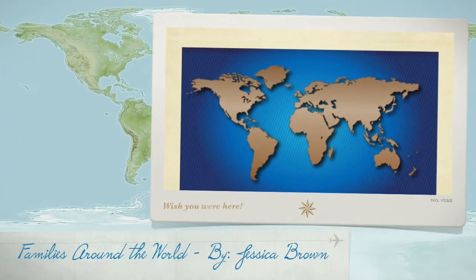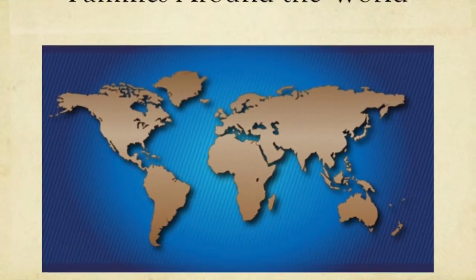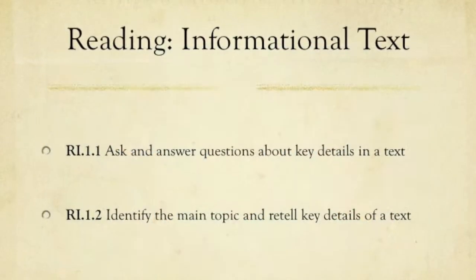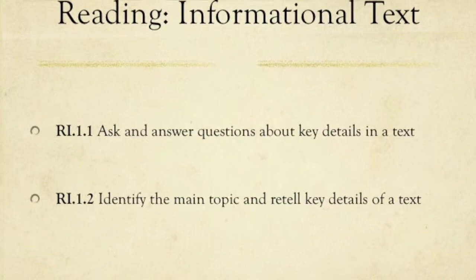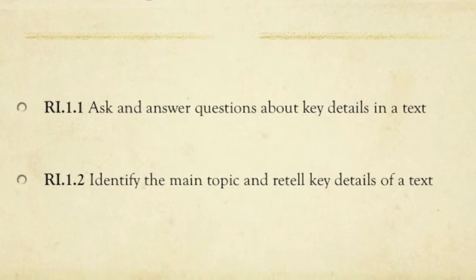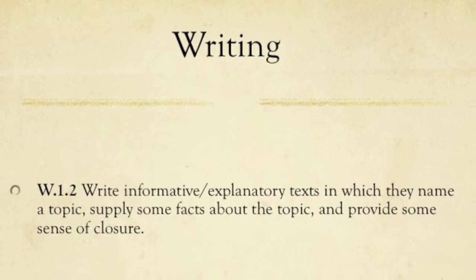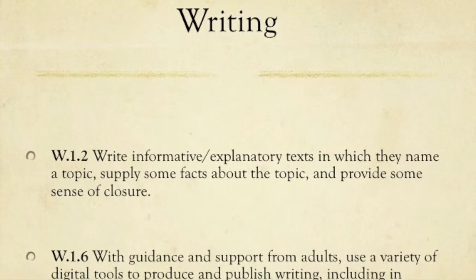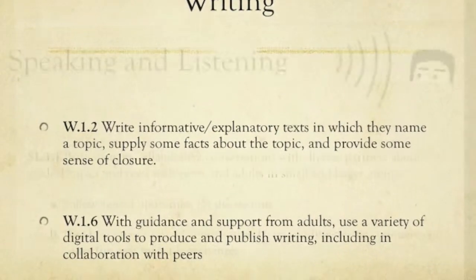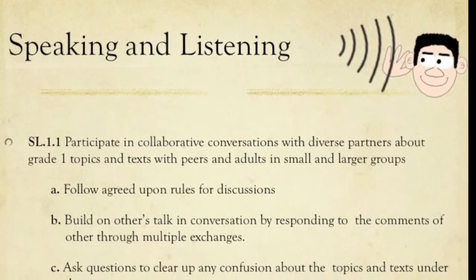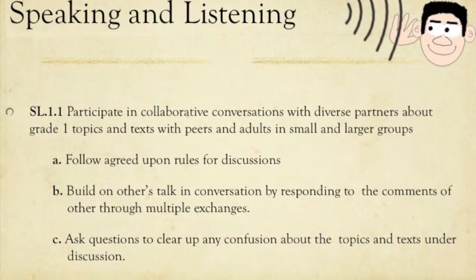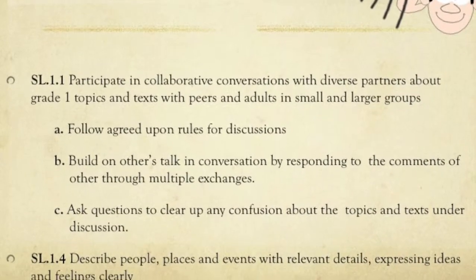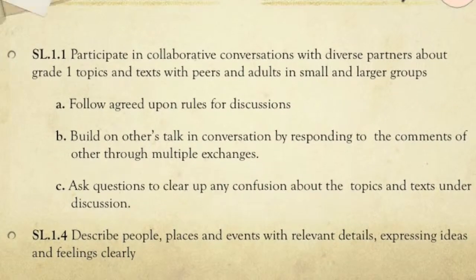Families Around the World is the first grade social studies unit. In this unit, Common Core standards will be covered, including reading for informational text, RI 1.1 and RI 1.2, writing standard W1.2 and W1.6, speaking and listening standards SL 1.1, A, B, and C, SL 1.4.